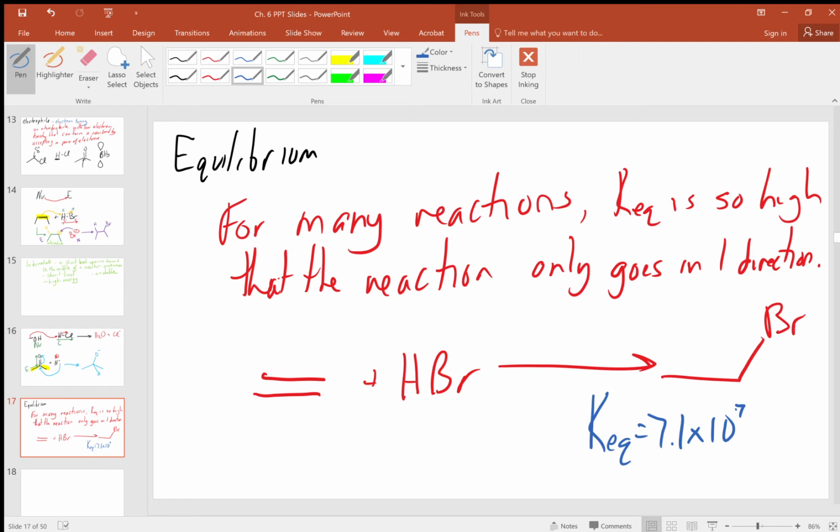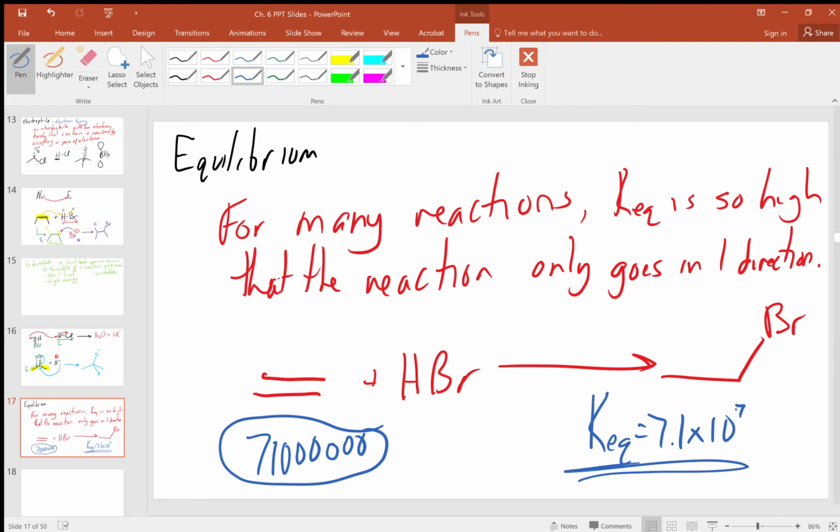And that's because for every 71 million molecules that go to product, we have 1 molecule of each of the starting materials left, approximately. So yes, even at equilibrium for something this good, there's still a little bit of starting material left. But again, if we're talking about 1 in 71 million, that's not really noticeable in just about every circumstance.